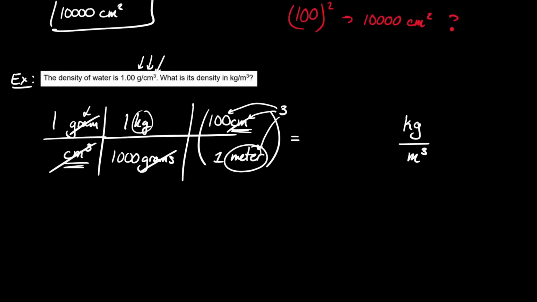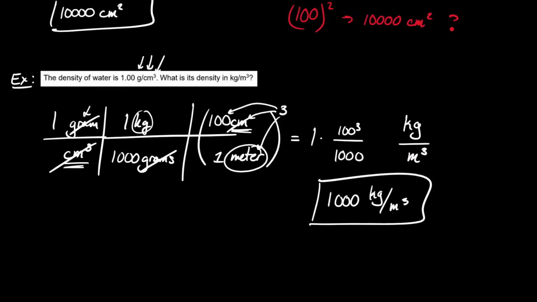So here we have 1. We have 100 cubed upstairs, and we have 1,000 downstairs. Now, if you do the math, this is 10 to the 6th upstairs, 10 to the 3rd downstairs. So overall, this is 10 to the 3rd, or 1,000 kilograms per meter cubed. And that is how you've successfully converted the density, which was originally in a completely different set of units, into the desired set of units.